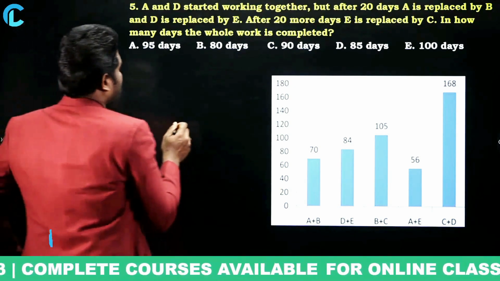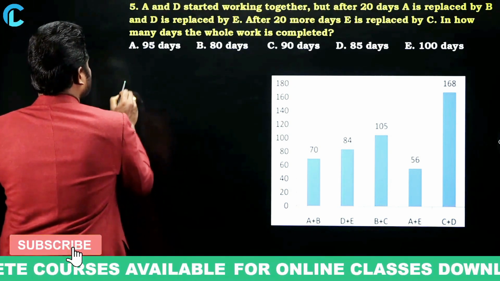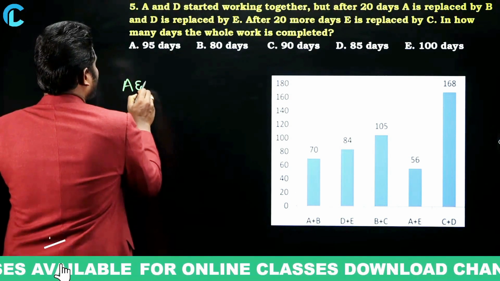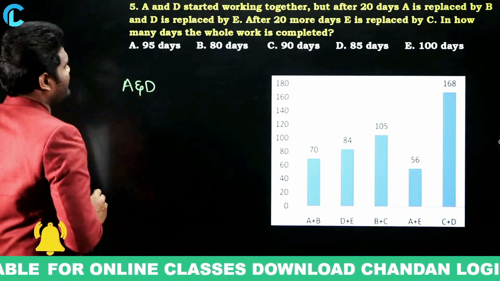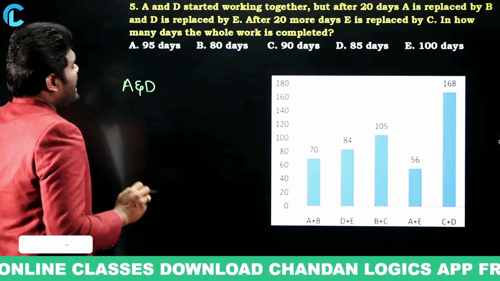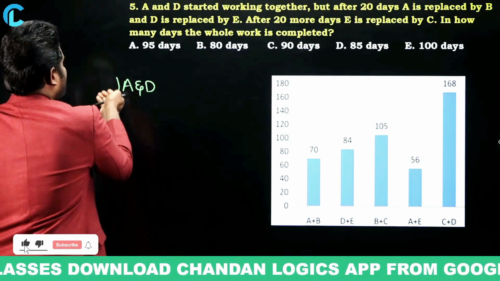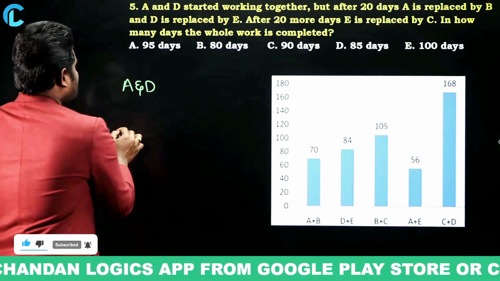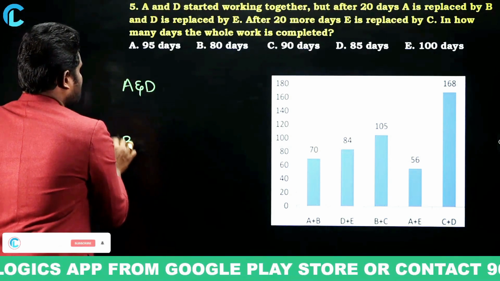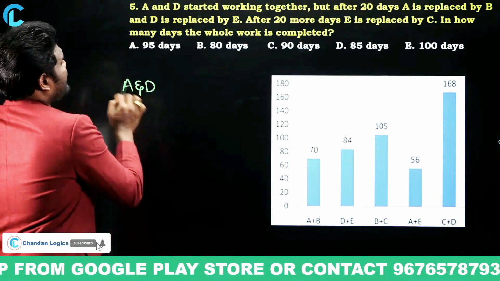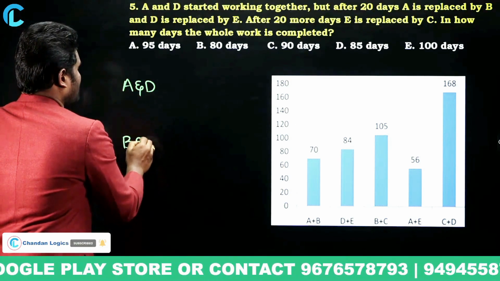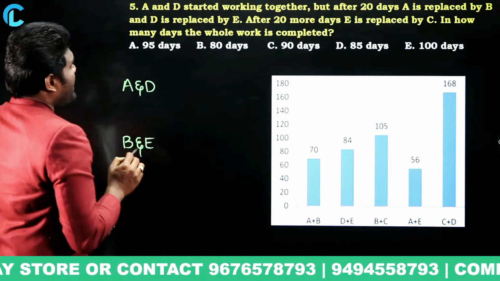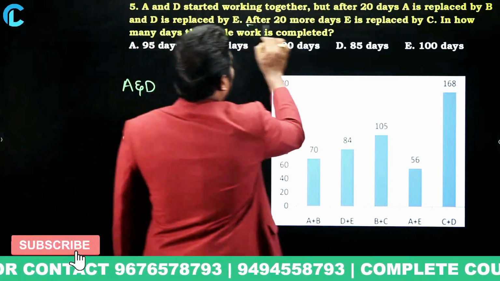Okay. Now first observe here. First, who is doing the work? First A and D are doing the work, for 20 days. After that, A is replaced by B, and D is replaced by E, which means next B and E are doing the work, for 20 more days.